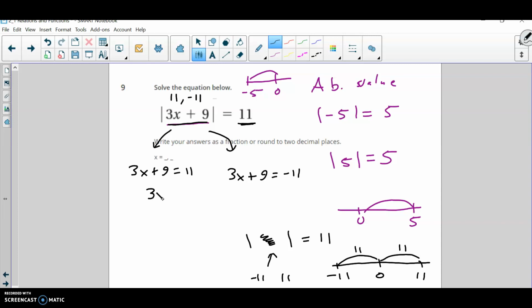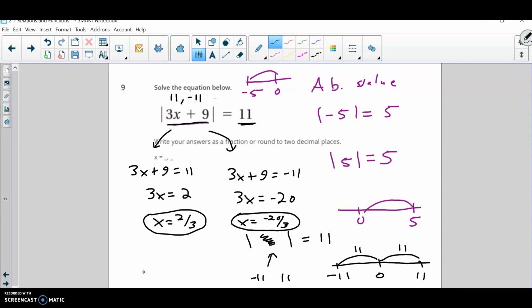All right, and now to solve it, we just solve these. So -9 from both sides, divide by 3. Okay, so one possible answer is just 2 divided by 3, 2/3. And you can type your answer in as a fraction, that's fine. -9 on this one to give -20, and then divide by 3, so -20 over 3. And that gives you your two answers for x.